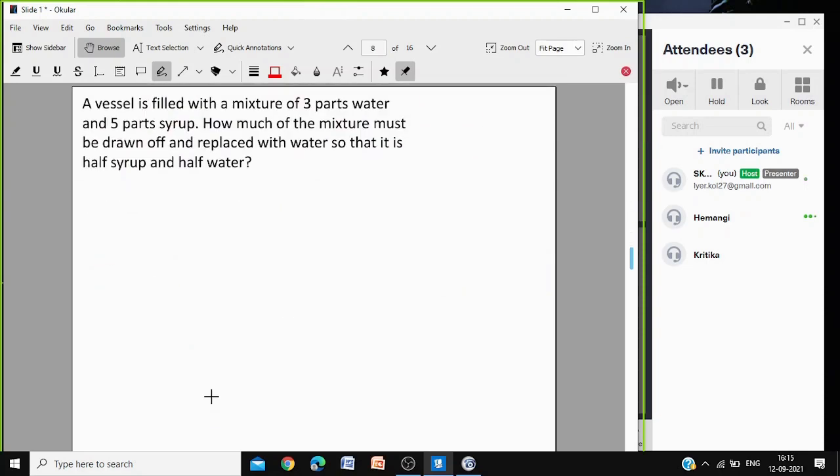A vessel is filled with a mixture of 3 parts water and 5 parts syrup. There is the original thing, 3 parts water and 5 parts syrup. How much of the mixture must be drawn off and replaced with water so that it is half syrup and half water, 50-50?